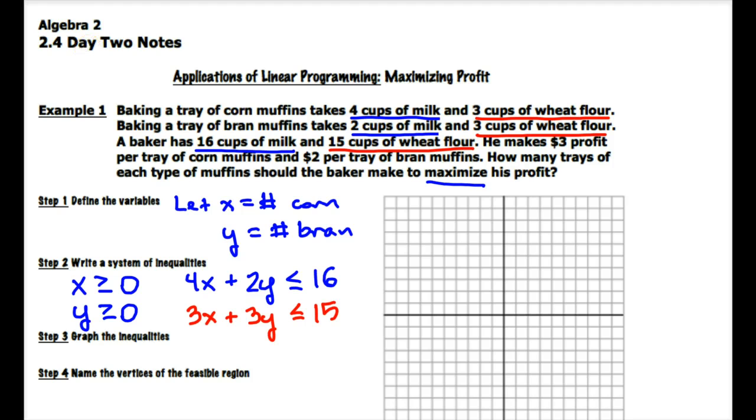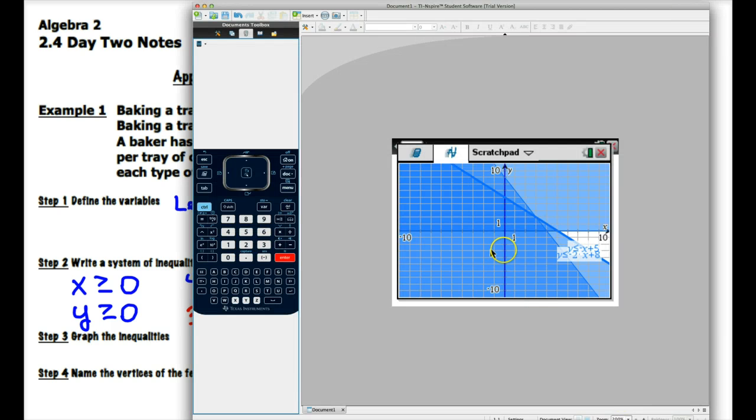So on that graph we have vertices at 0, 0, 0, 5, 4, 0, and 3, 2. Okay, so this right here is what my feasible region looks like. Okay, and again, you can clearly see that from the graph. Here's 0, 0, here's 0, 5, here's 3, 2, here's 4, 0.